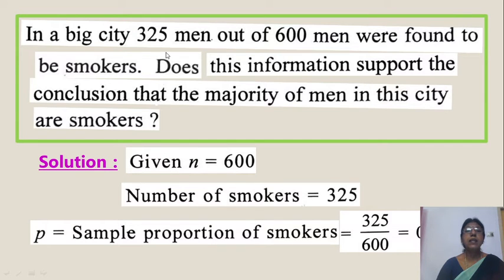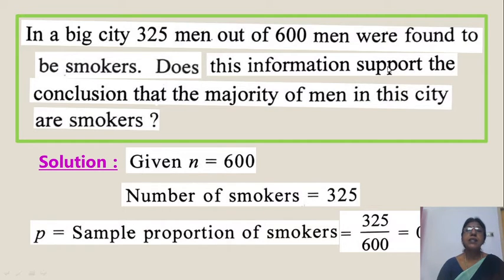See this next problem. In a big city, 325 men out of 600 men were found to be smokers. Does this information support the conclusion that the majority of men in the city are smokers? What is given? n is 600. How many men were found to be smokers? 325. Now p, the sample proportion of smokers, is x by n, which is 0.5417. This is the sample proportion of smokers.